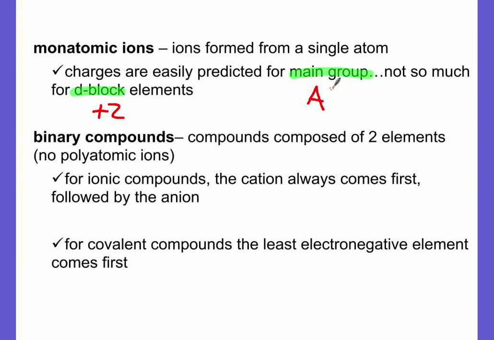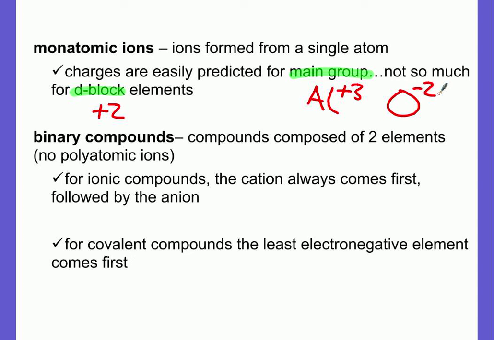But pretty much every time, if it's main group, you'll know what charge it has. Aluminum is found in group 3, so it has a +3 charge. Oxygen is in group 6. 6 valence electrons means it can gain 2 to be full, so it's going to have a -2 charge. So those ones you can typically look up using your periodic table, but if it's a D block element, sometimes you just got to know.